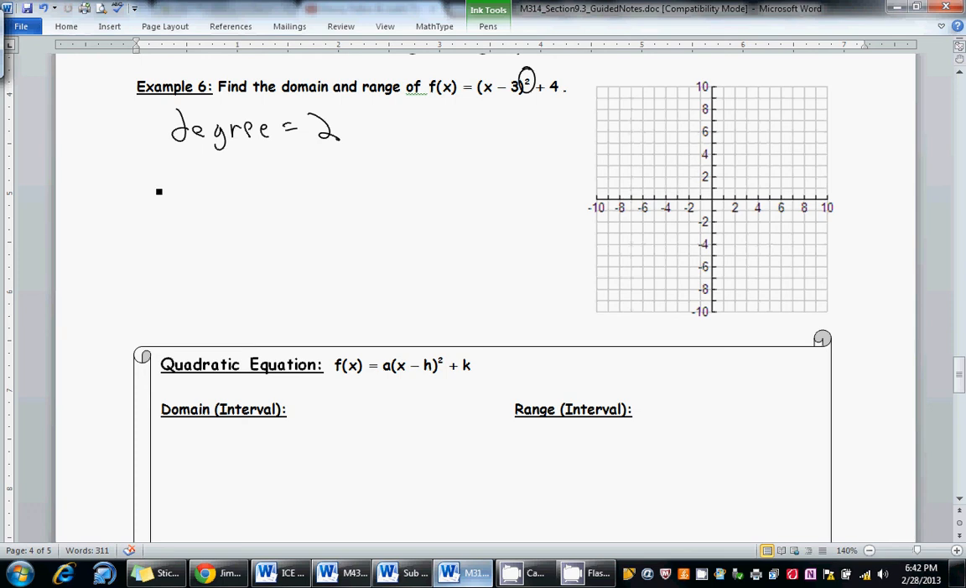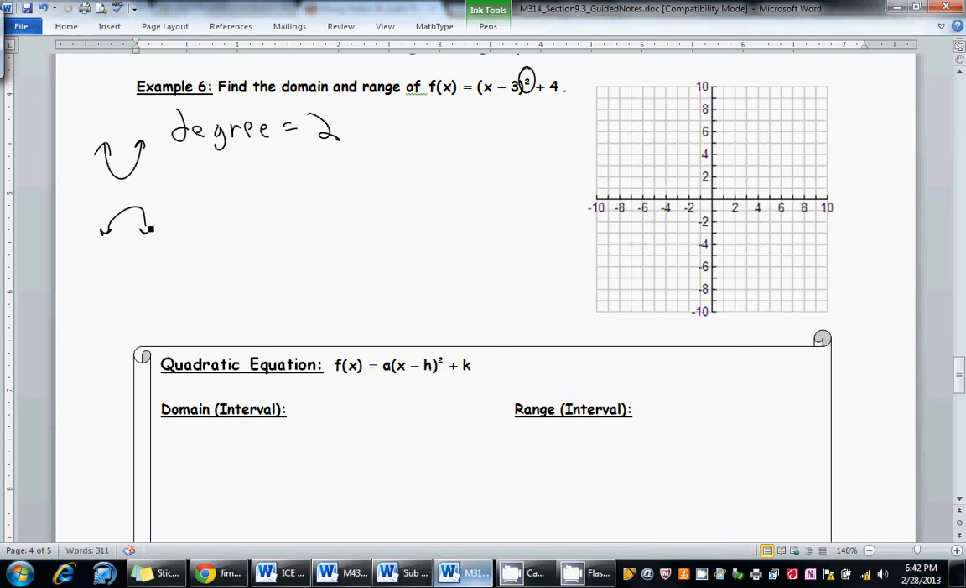So, whenever you have that, this is our U-shaped graphs. And that looks like a V. Nicely done, Mantra. Okay? Remember, our U-shaped graphs can either open up or they can open down. All right?